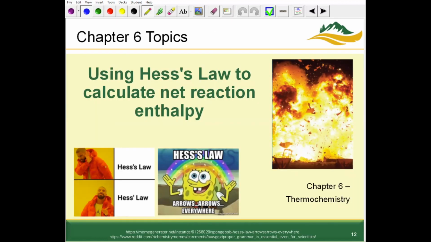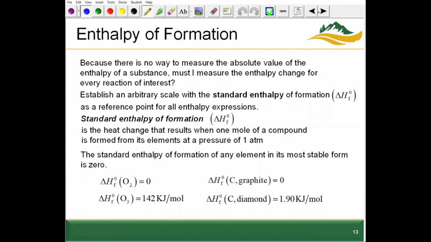So next we're going to go into this topic on using Hess's law to calculate net reaction enthalpy. Hess's law is sort of a puzzle-like problem, so I'll show you what we mean in a practice problem. Before going into that practice problem involving Hess's law, let's talk about the enthalpy of formation.